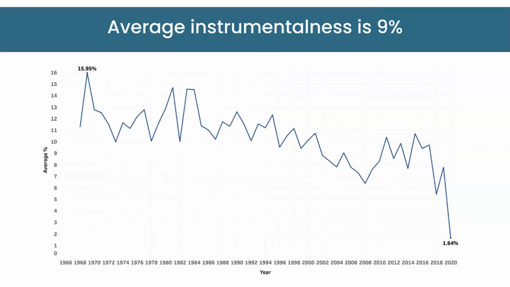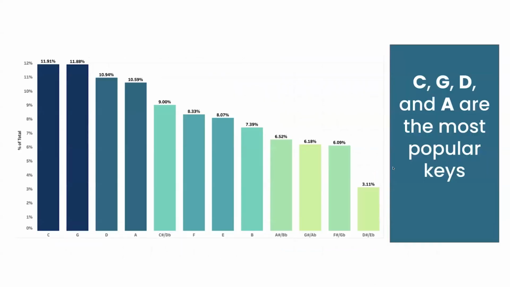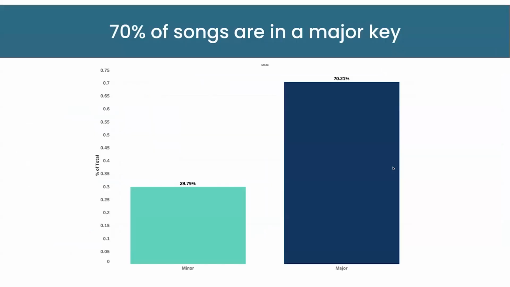The average instrumentalness score is a mere 9%, dropping sharply in 2019 to about 2%, meaning that almost all popular songs were found to contain lyrics. Next, looking at keys, C, G, D, and A are the most popular keys. And if you're not a musician, that might not mean much to you, but if you're interested, G is the easiest key to play on guitar, and it's the key that most guitarists learn to play first. And C is the easiest key for pianists, as there are no sharps or flats.